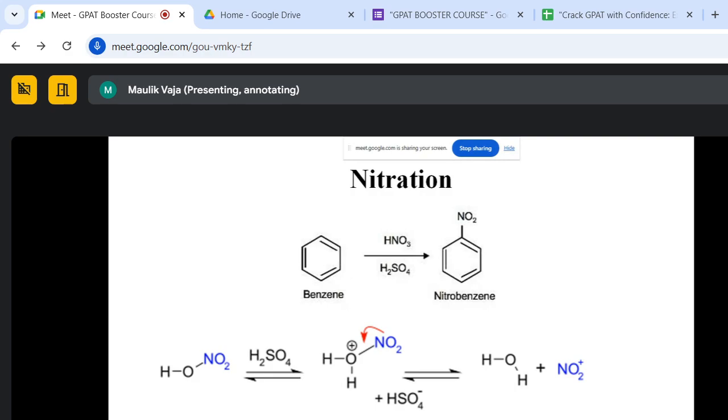So three steps are there. First step is generation of the electrophile. In nitration, NO2 plus is generated. Remember this: which electrophile is generated in which reaction? Second step, the NO2 plus electrophile reacts with the aromatic ring to generate the arenium ion. And the last step is loss of proton to regenerate the aromatic ring. Thus the compound will be formed. So in nitration, the electrophile will be NO2 plus.